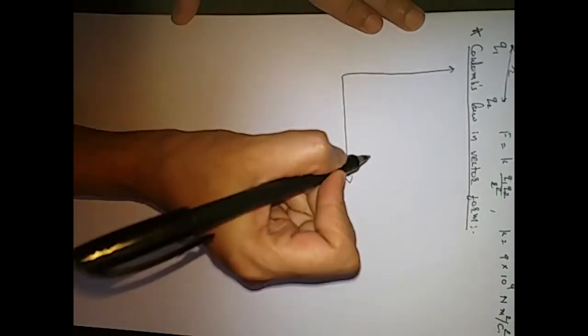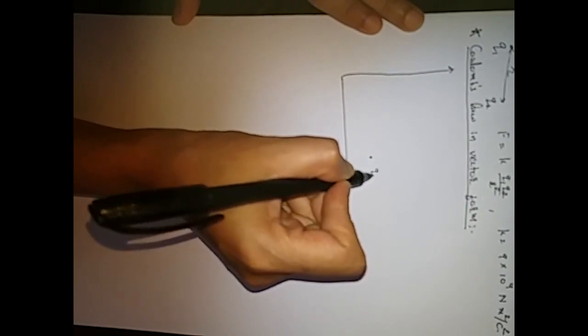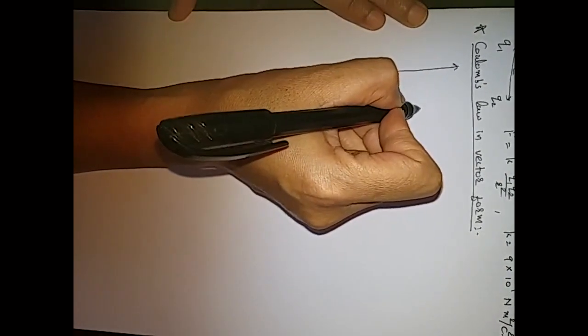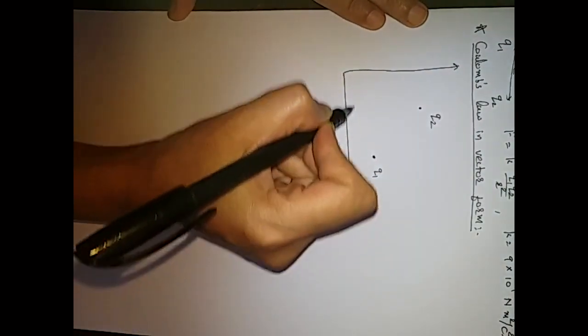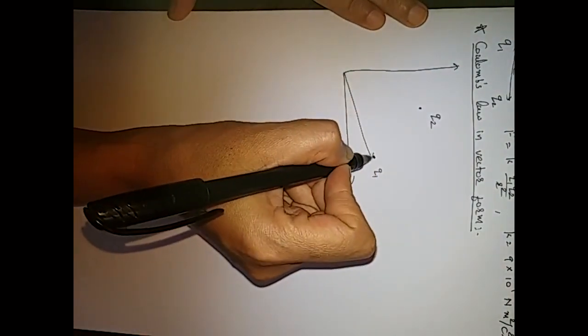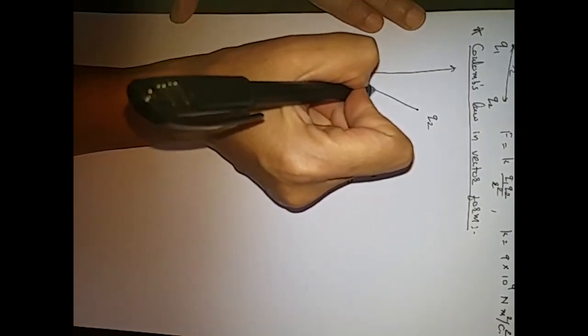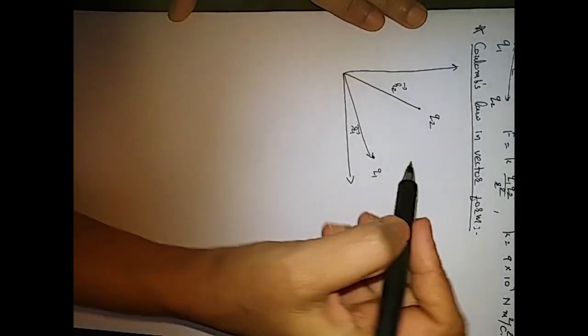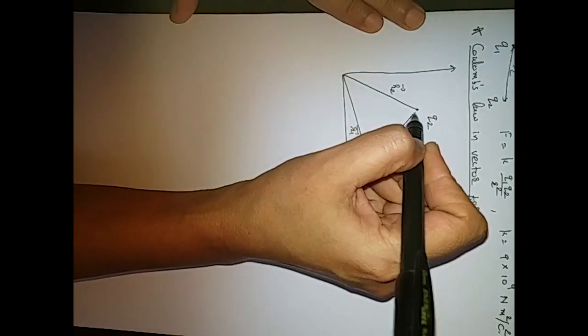Here I have two charges. Let us say here is my charge q1 and here is my charge q2. Position vector of charge q1 is vector r1. Position vector of charge q2 is vector r2, and the separation between q1 and q2 is r.